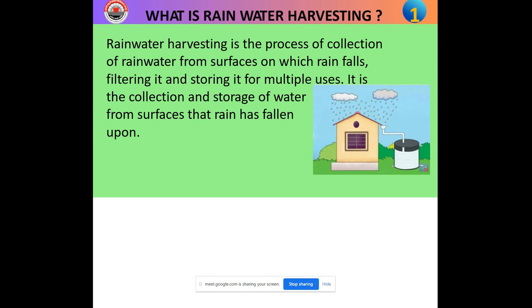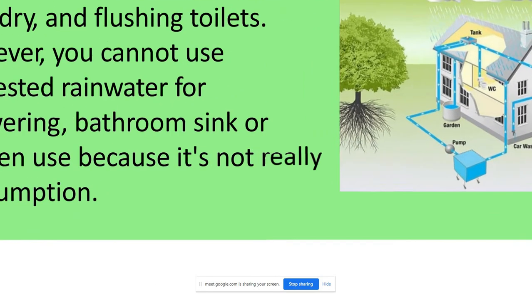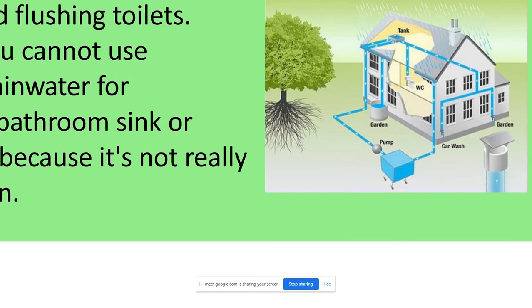Uses of harvested water. Rain harvested water can be used for garden, crop irrigation, watering livestock, laundry and flushing toilets. However, you cannot use harvested rainwater for swimming, bathroom sink and kitchen uses because it is not really fit for consumption. Rainwater harvesting systems are fairly easy to maintain since they are not utilized for drinking, cooking and other sensitive uses. This means they will not need insulation or purification systems, which are usually expensive.